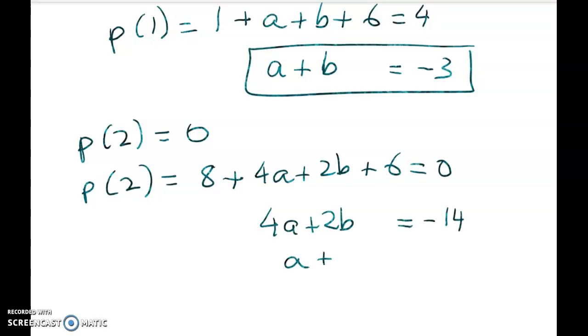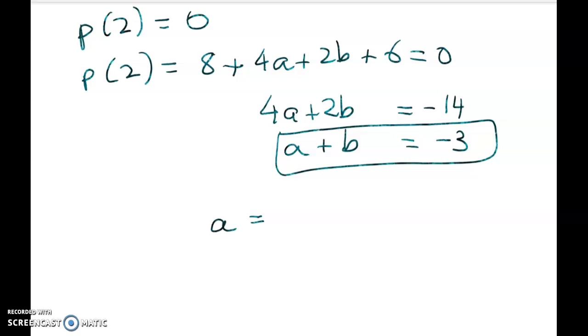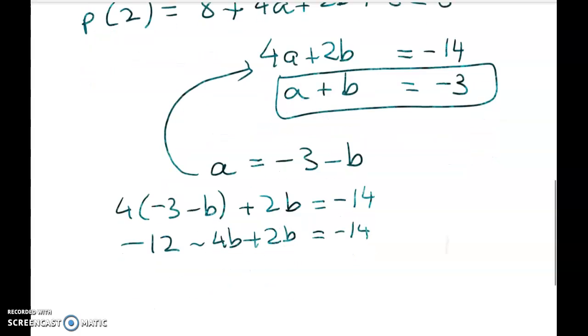And we've got a plus b is equal to -3. Now, I would do that by elimination, but I know lots of you guys would probably do substitution on it, so I'm going to do it by substitution. So substituting in here, we get a equals -3 minus b. We take that, substitute back into here, we get 4 times a plus 2b is equal to -14. -12 minus 4b plus 2b is -14.